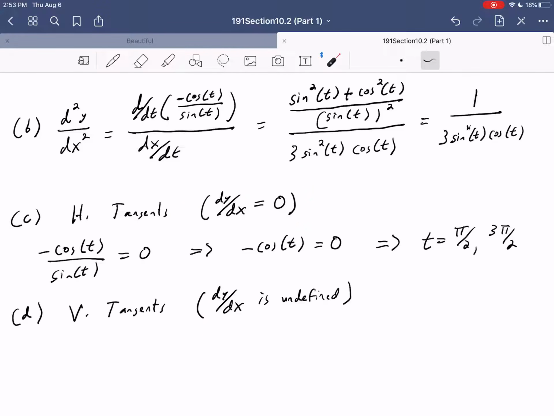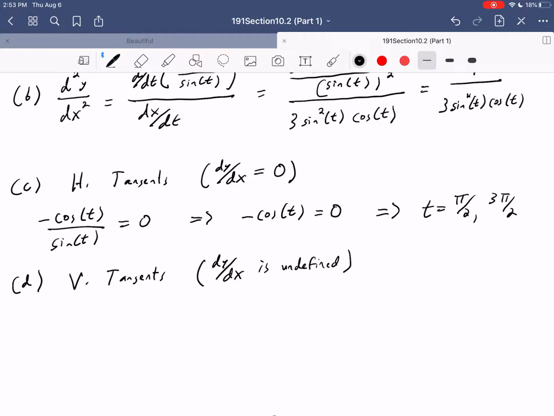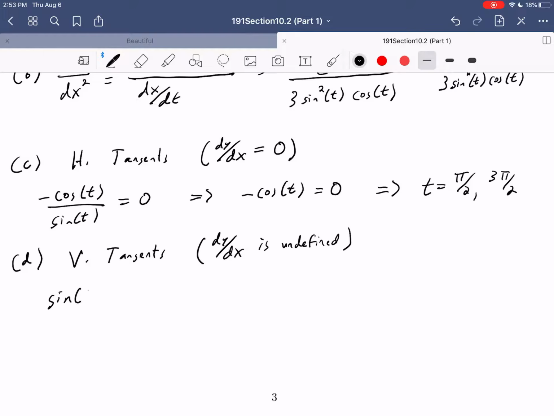Well, how would our dy/dx expression be undefined? It would be if that denominator was 0. So this would be sine of t equals 0. And of course, that would immediately give us values like 0, pi, and 2 pi. So we now know some locations where it has horizontal tangents, and we know some locations where it has vertical tangents.